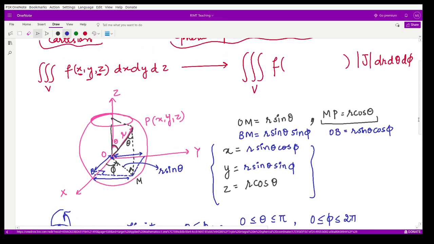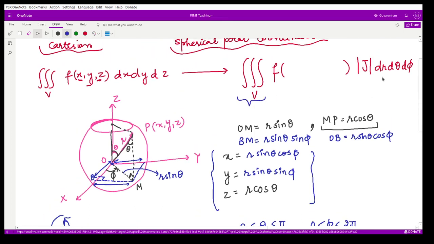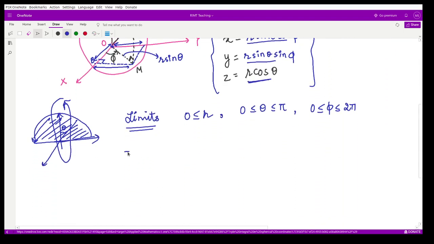Now we have obtained these limits. We have this relationship, so instead of x, we can write this value, instead of y, we can write this value, and instead of z, we can write this value. But what is the Jacobian? So let us calculate the Jacobian in this case. The Jacobian would be equal to the partial derivatives defining the partial differentiation of x, y, z with respect to r, theta and phi. So this is what we are looking at.